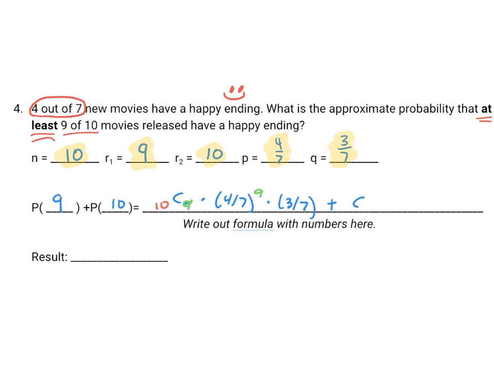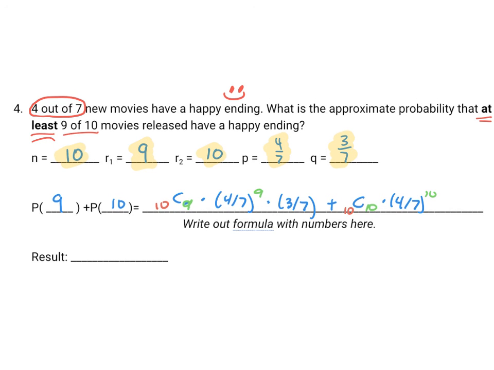The other combination is going to be a 10C10. And we're going to multiply that by our success probability raised to the 10th power. And then we would be writing 3/7 raised to the 0 power. Since it's raised to the 0 power, that's just 1. I'm not going to write that down because it's a waste of time typing it on the calculator.